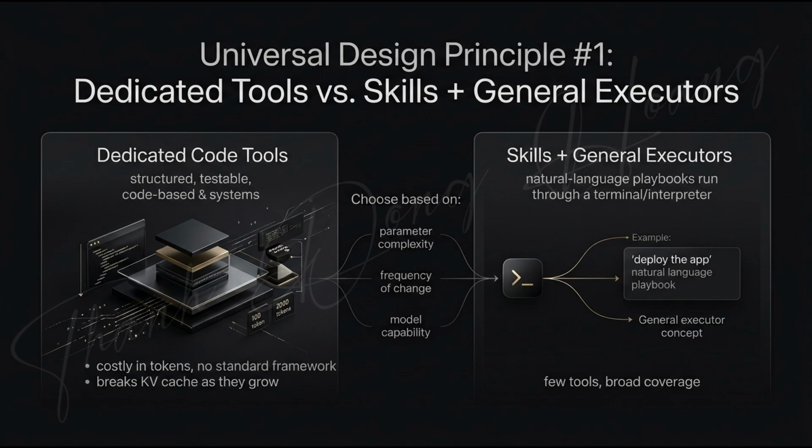No dedicated tool required. Dedicated tools are structured and easy to test, but they cost tokens and get harder to maintain as they multiply. Playbooks are cheap to edit, but rely on a strong enough model to follow instructions reliably. The choice comes down to how complex the parameters are, how often the logic changes, and how capable the underlying model is.